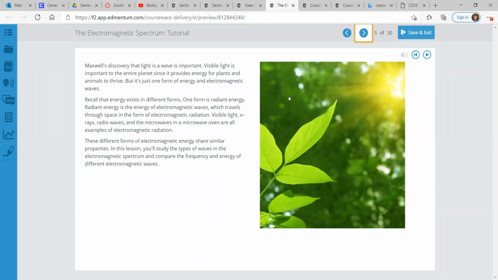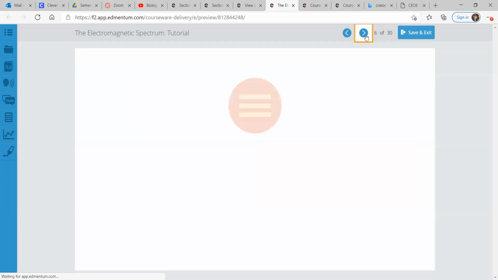Visible light, X-rays, radio waves, and the microwaves in a microwave oven are all examples of electromagnetic radiation. These different forms of electromagnetic energy share similar properties. And here we're going to study the types of waves in the spectrum and compare the frequency and energy of different electromagnetic waves.